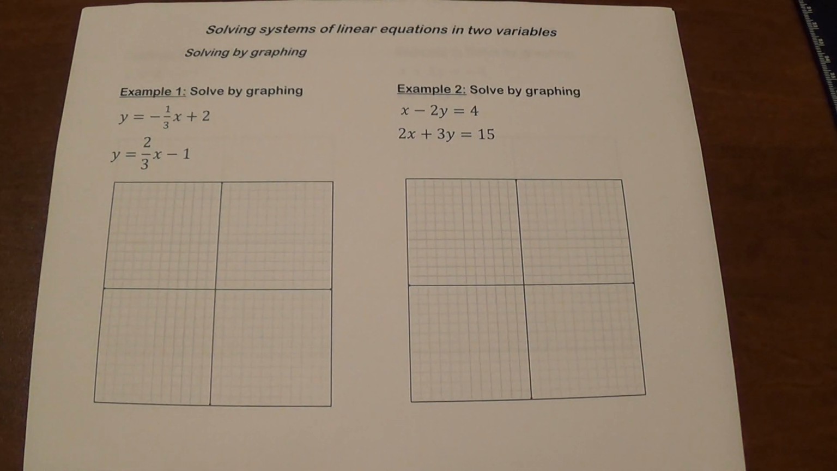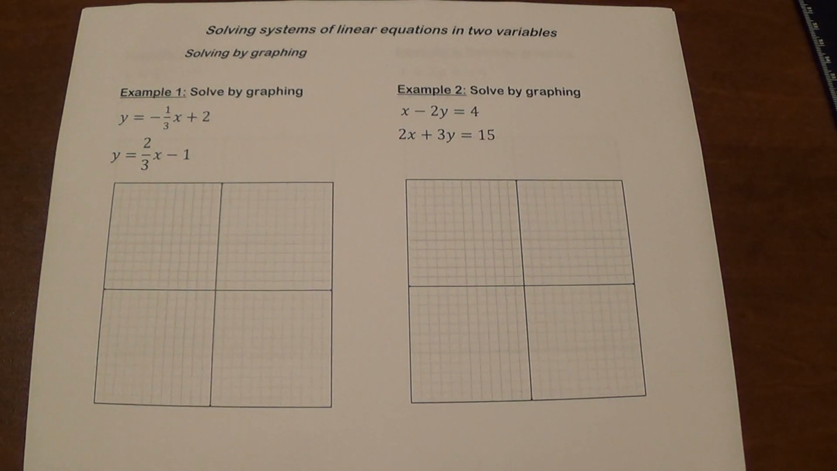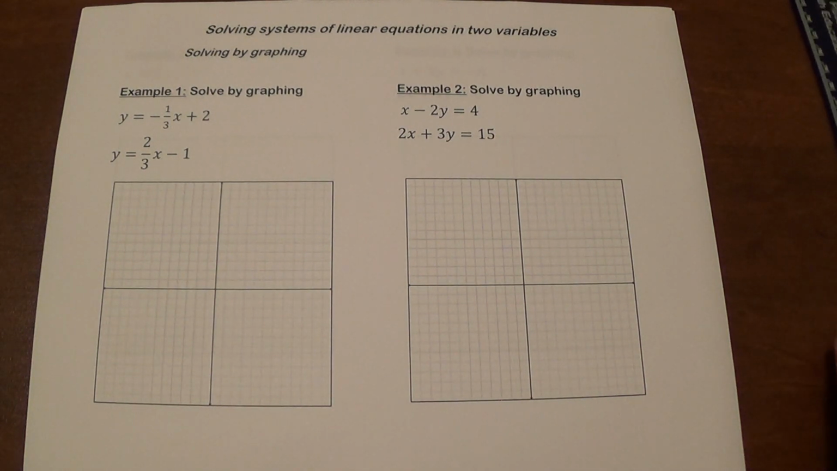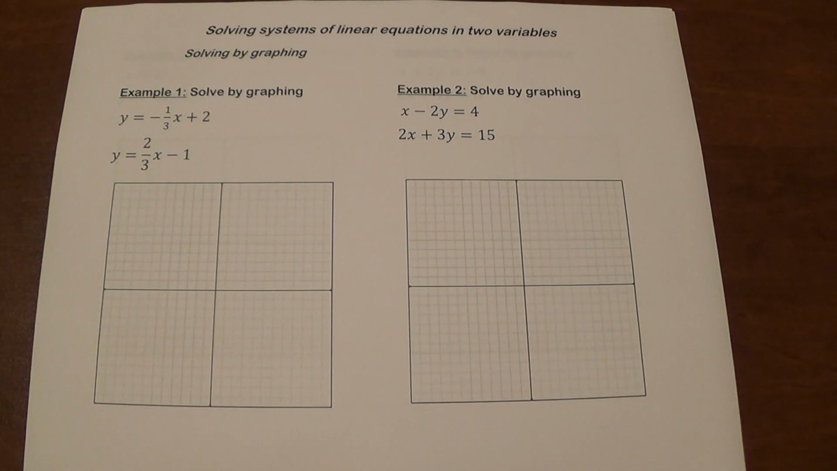Hi, this video is on solving systems of linear equations in two variables. So we're going to take a look at three different methods. We're going to start with graphing. Graphing is when you simply graph the two lines because these are linear equations, and then you are going to see where the intersection is going to be.